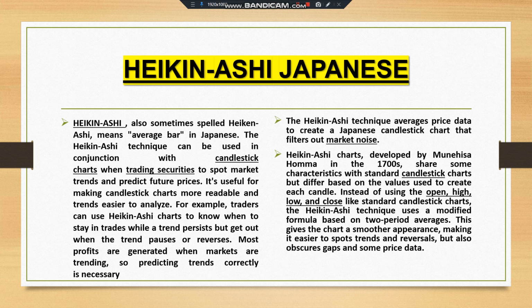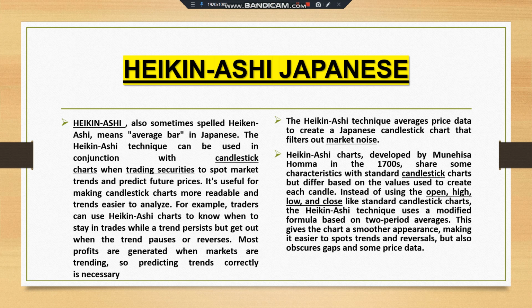For example, traders can use Heikin-Ashi charts to know when to stay in trades when a trend persists, but get out when the trend pauses or reverses. That is the doji which we are talking about. Most profits are generated when markets are trending, so predicting trends correctly is necessary. This is very important. The Heikin-Ashi technique averages price data to create a Japanese candle chart that filters out market noise.